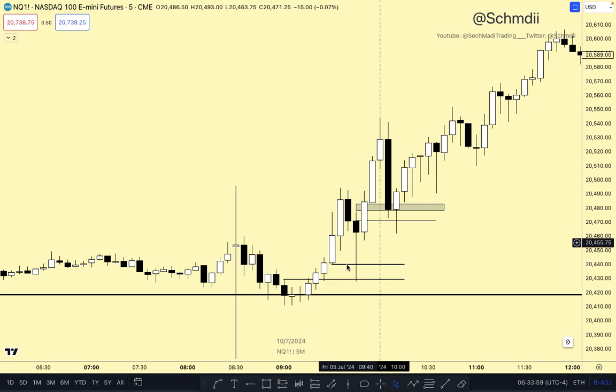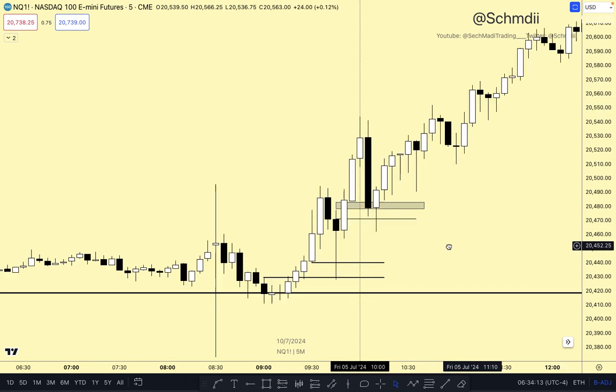Nice liquidity sweep. Tap into an imbalance. Broke a short-term high. At 10, we got that sweep of the short-term high. Came back, retraced into a fair value gap at around 10ish, and then price began to push up.